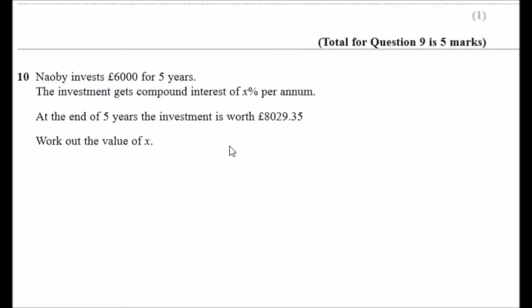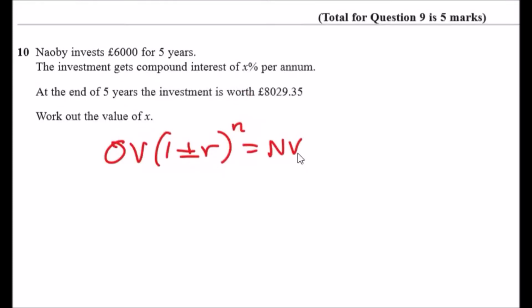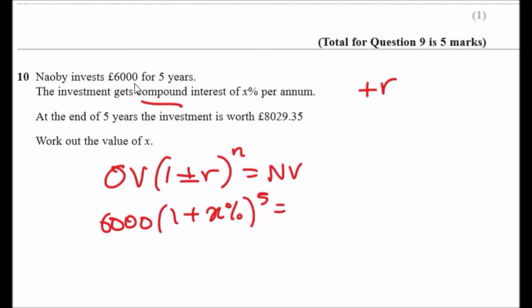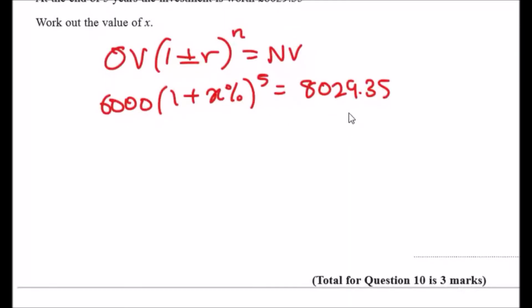Alright, this one's very easy. I always use this general formula, which is the original value times 1 plus or minus a rate equals a new value. And if you've got the number of years, we put the number of years as a power. You don't learn this in school, but this is a unique formula I use for most of my compound interest or percentage videos. The original value is always the first value, which is like 6,000. The rate we don't know, but because we know it's compounding, it's going to be an increase. It'll be a positive rate, so it'll be 1 plus the rate being X%. And the number of years is going to be 5. And we know that the end investment is going to be £8,029.35.